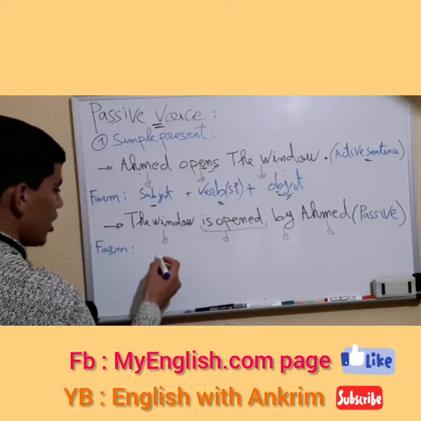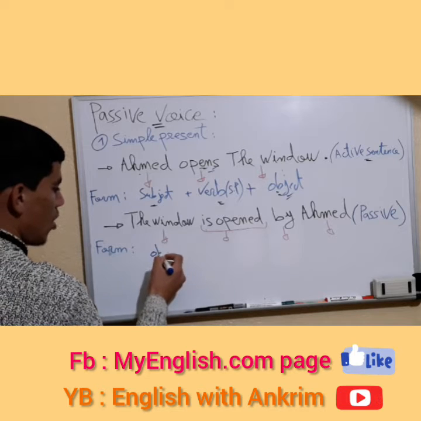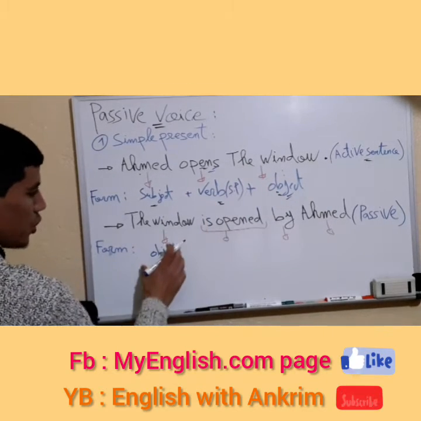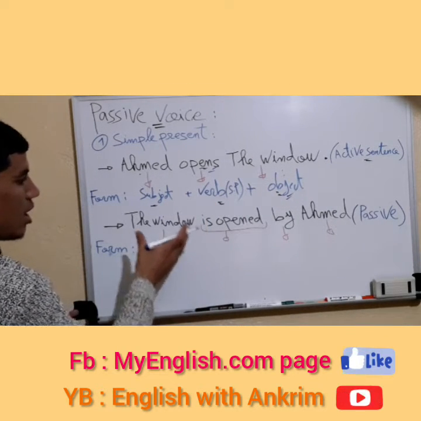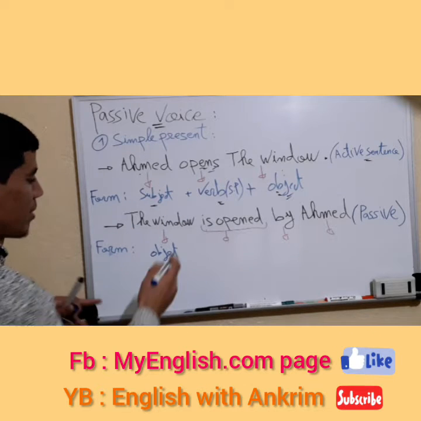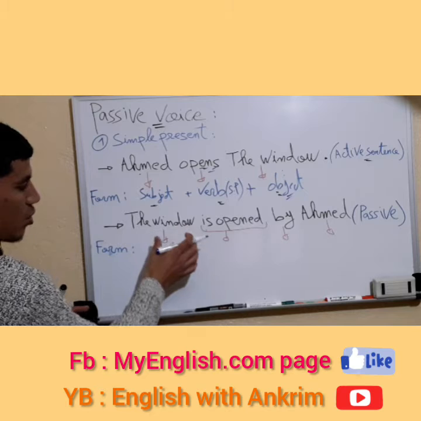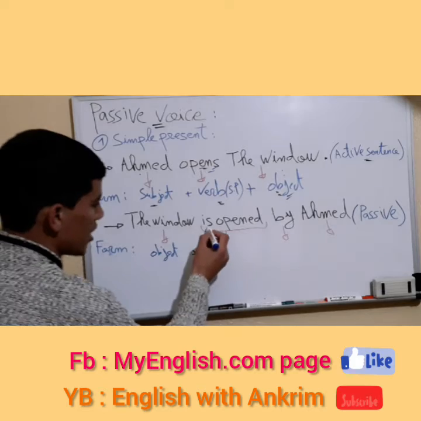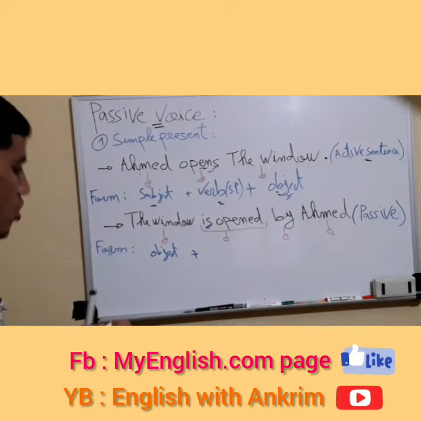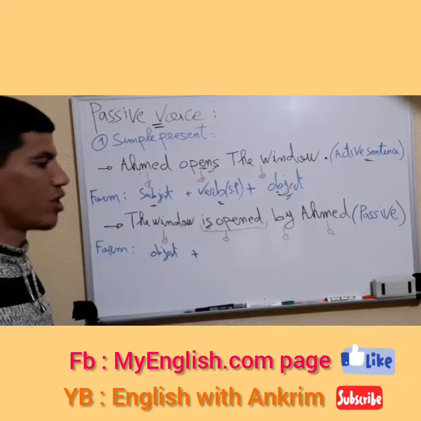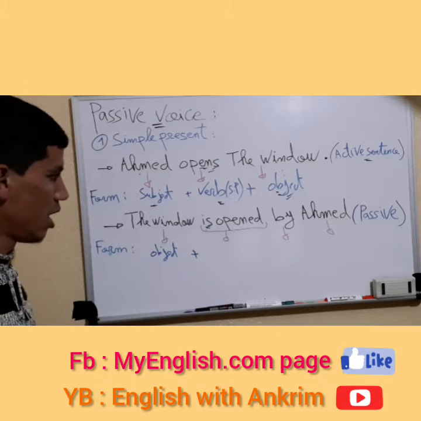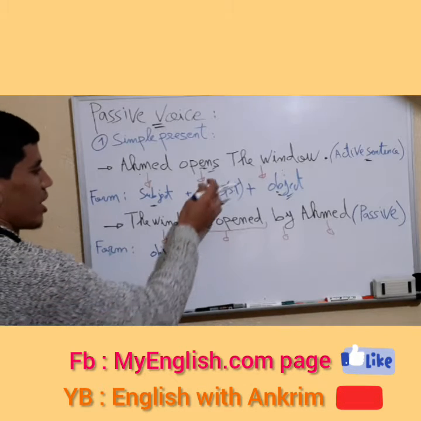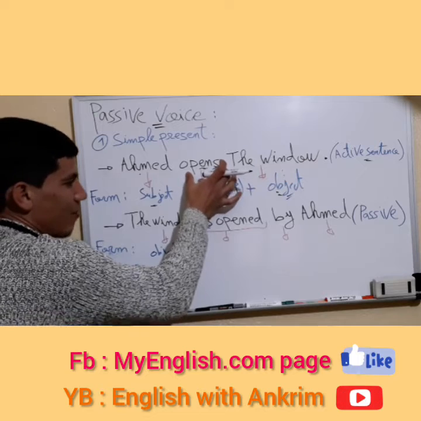Okay, so we have here the window, which is the object. It's the object that we bring to the passive sentence. It becomes the subject, we put it in the first place. Then we add what? We add after the object "is". And here, if you notice, we don't have "is" in the active sentence, so we don't have the verb to be in simple present. But what changes for the passive voice, this is very important, is that you need to focus mainly on this verb.